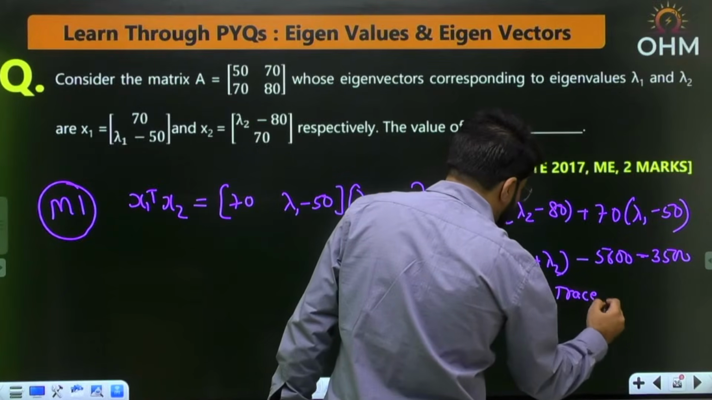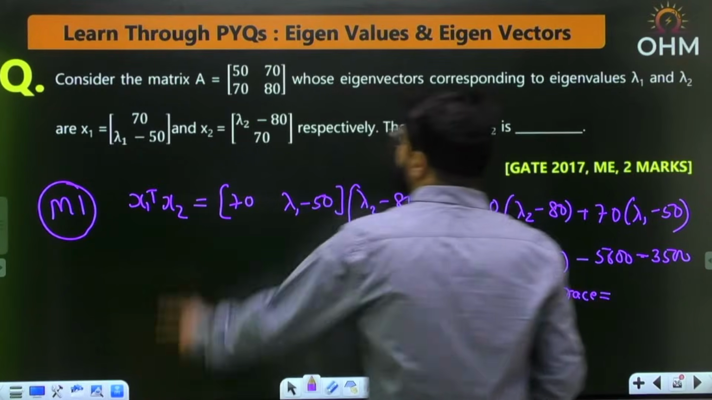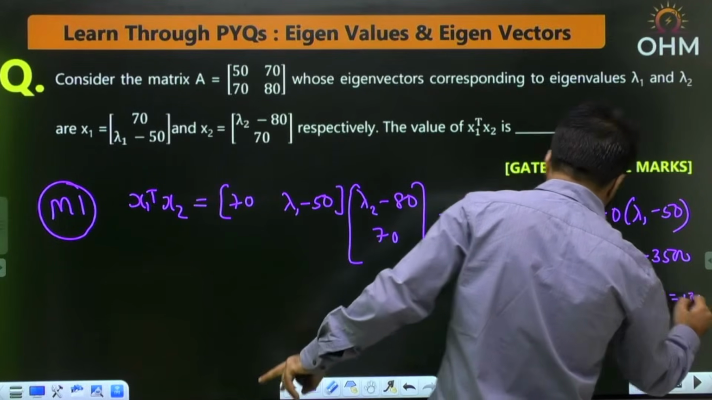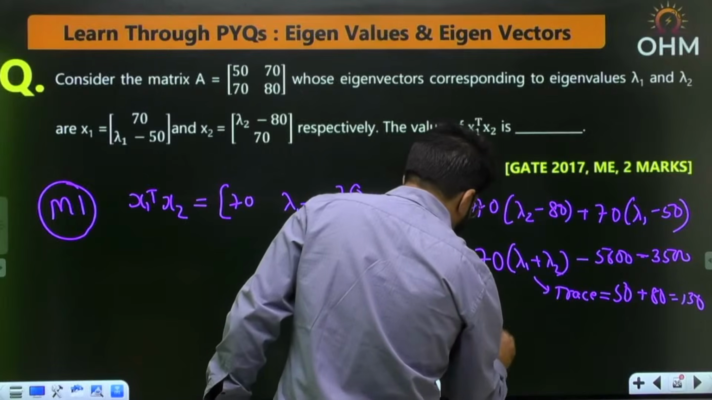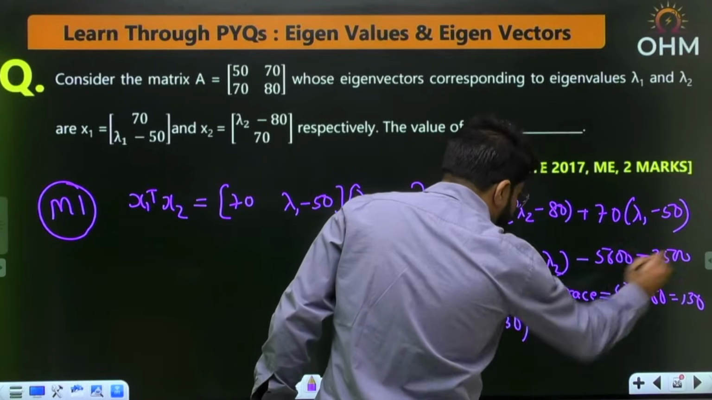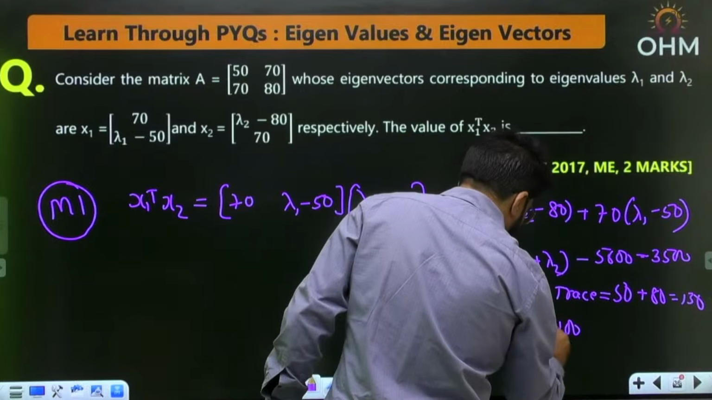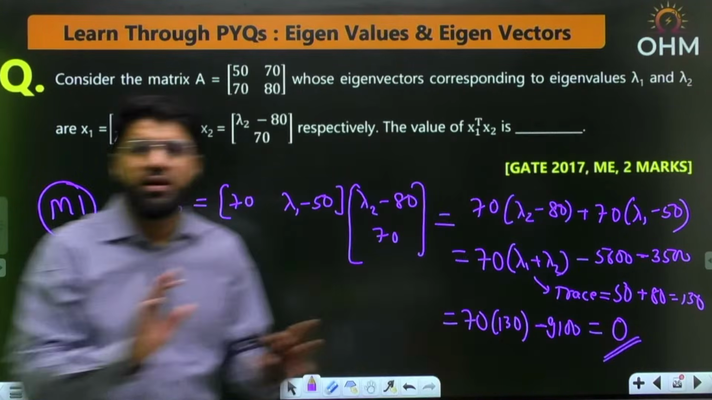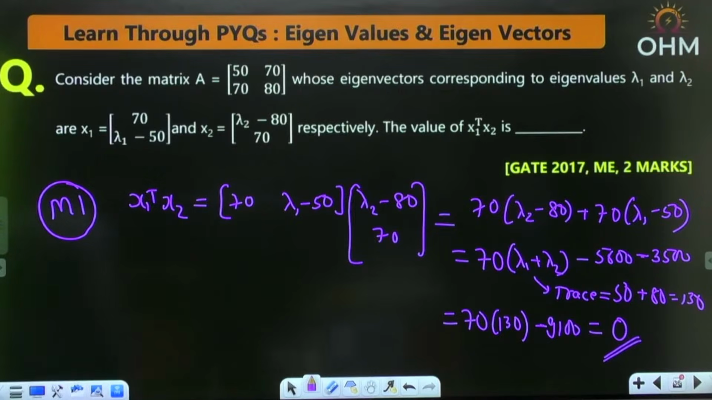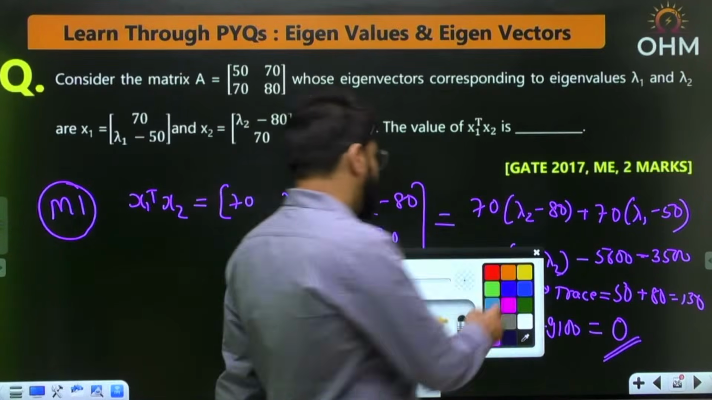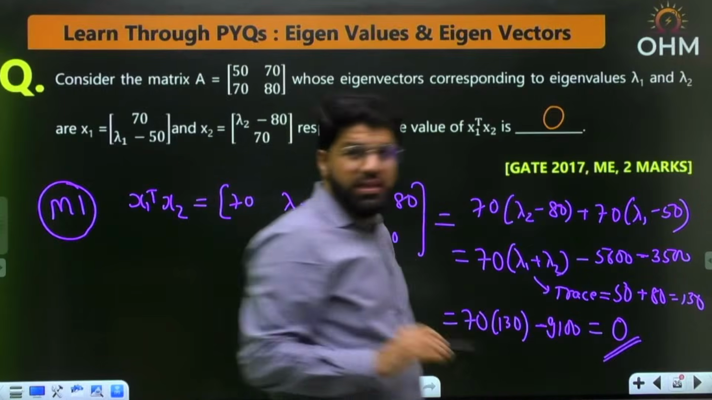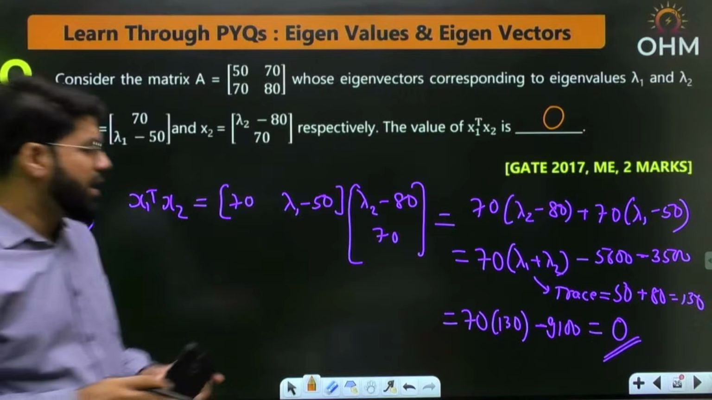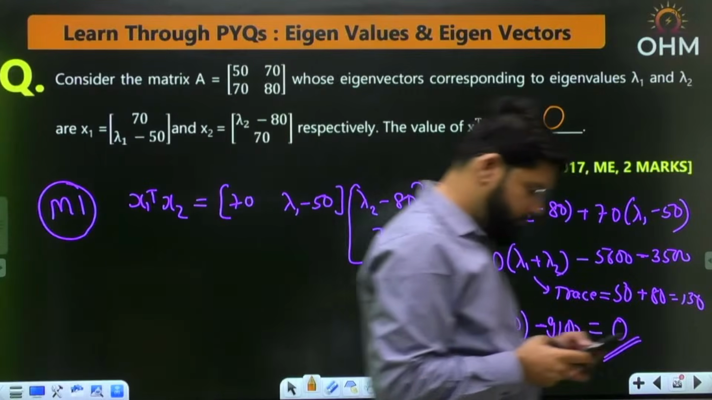But what is lambda 1 plus lambda 2? The sum of eigenvalues is equal to the trace, and the trace of the matrix is 50 plus 80, 130. So 70 into 130 minus this is 9100. 70 into 130 is also 9100. So 9100 minus 9100 is 0. The answer is 0. There can be one property associated here, but direct calculation also says it is 0.